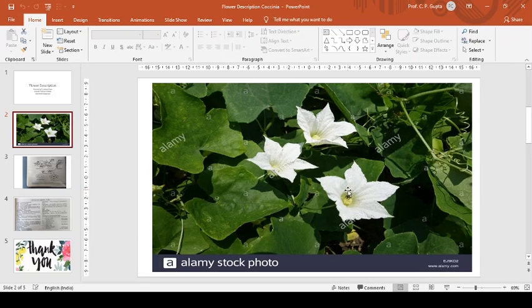Inflorescence is solitary axillary. Now flower. Flower is abracteate but sometimes it is bracteate. Pedicellate. This is pedicel. Incomplete. Why is it incomplete? Because it is unisexual. Actinomorphic, pentamerous. Female flowers are epigynous.